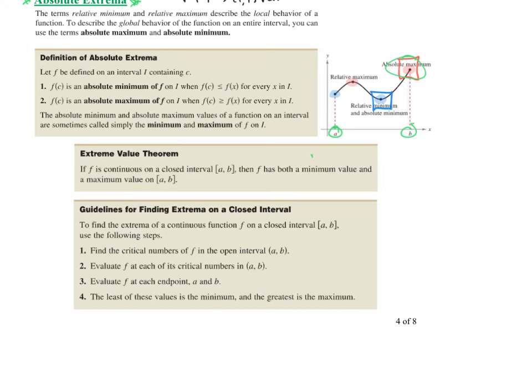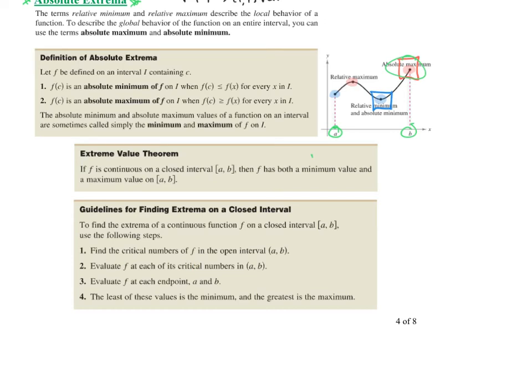So, the extreme value theorem first states, as long as we're a continuous function, no hops, skips, jumps, or anything like that, and we're on a closed interval, then you have to have a minimum value and a maximum value. So the question is, how do we find it? The extreme value theorem just says it's there. How do we find it?